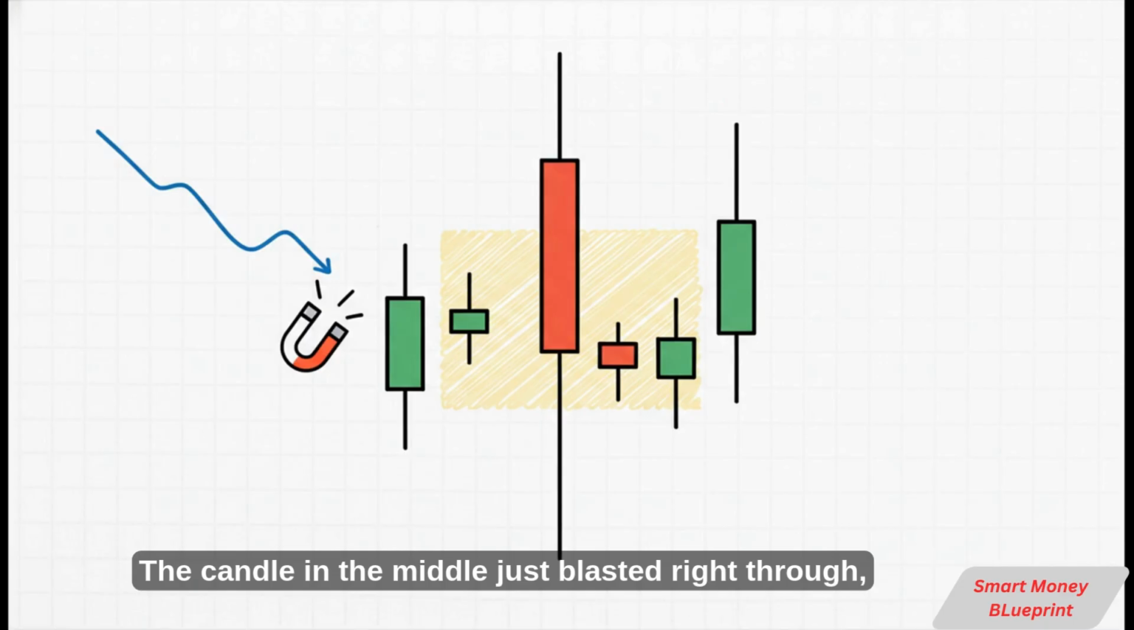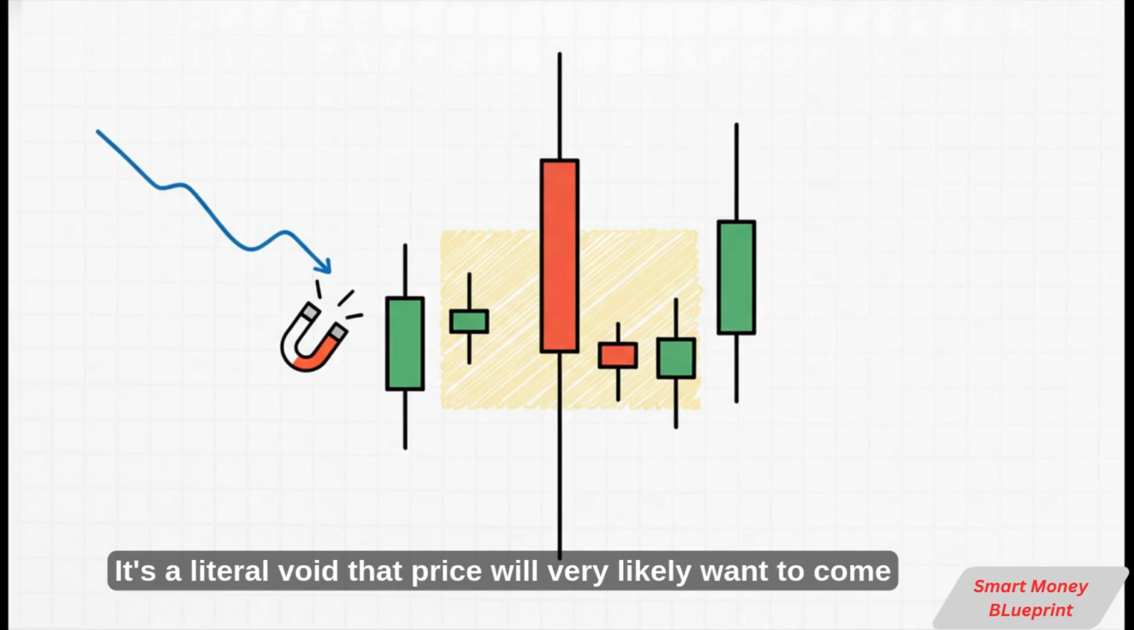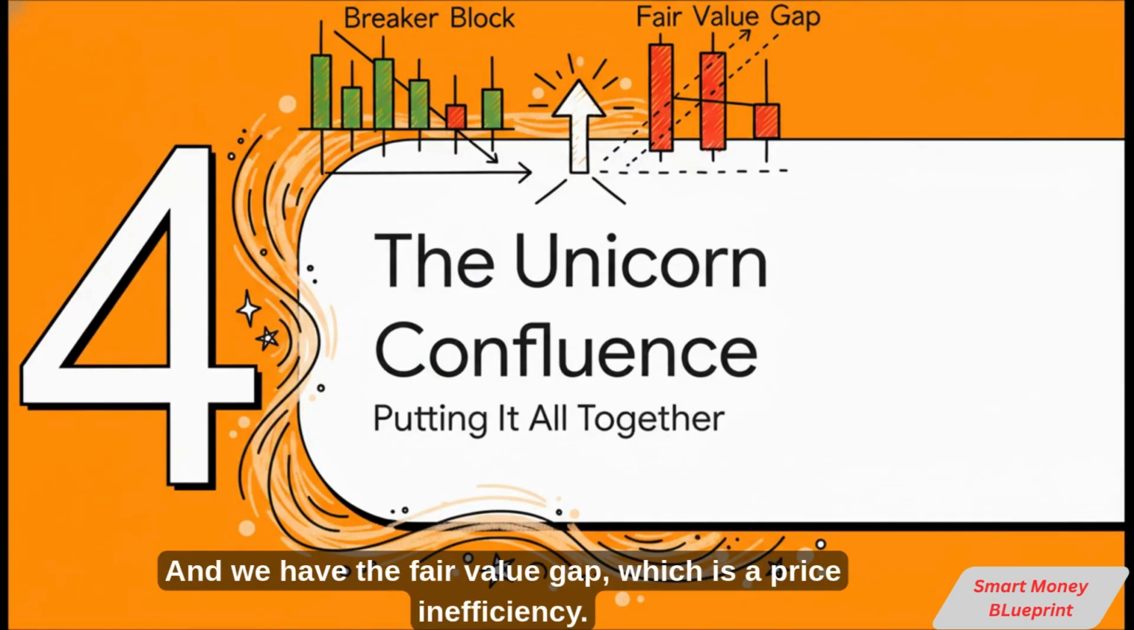The candle in the middle just blasted right through, leaving that empty space. That space is the fair value gap. It's a literal void that price will very likely want to come back and revisit. So we have the breaker block, which is a key structural point. And we have the fair value gap, which is a price inefficiency.